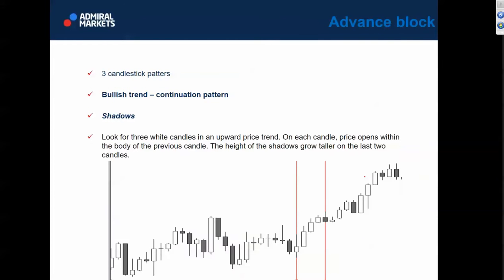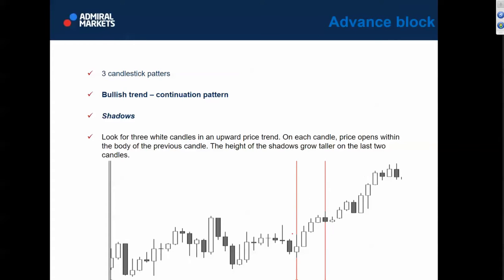Next pattern is advanced block. It's a continuation pattern. This pattern can keep you longer in the trade, or at least it can give you a cue where the trend should go. Is it a trend reversal or trend continuation? Advanced block is purely a continuation pattern. What is important is that you look for 3 white candles in an upward price trend. On each candle, price opens within the body of the previous candle, and the height of the shadows grows taller on the last 2 candles.